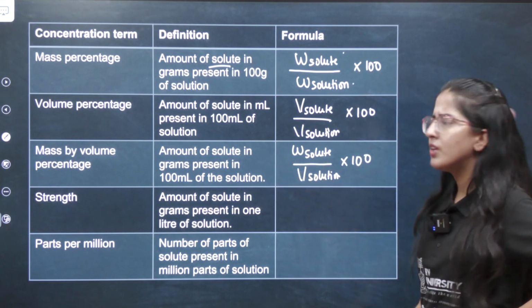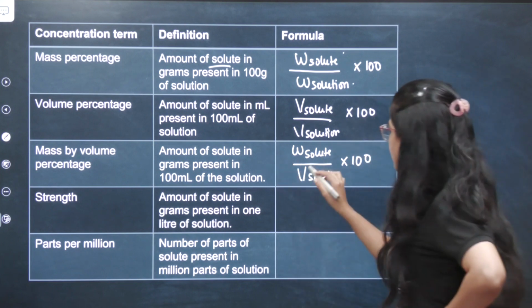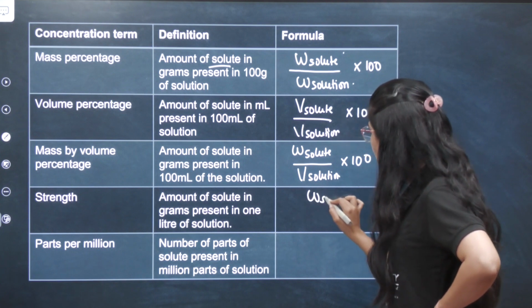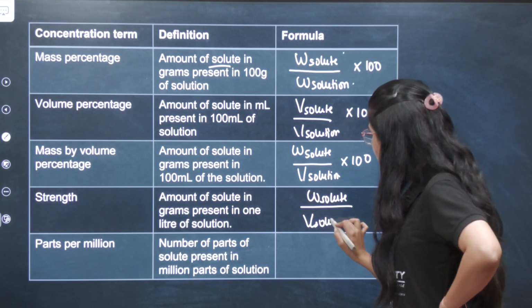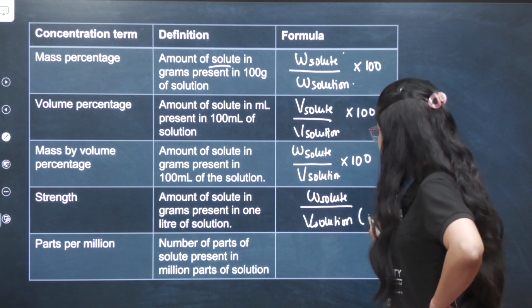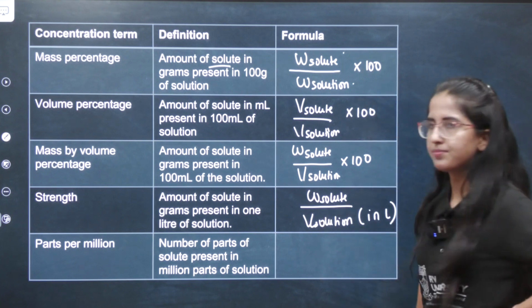Volume strength, you will not multiply by 100 simply. So you will just take your mass of solute divided by volume of solution. But in this case, it must be in liters.